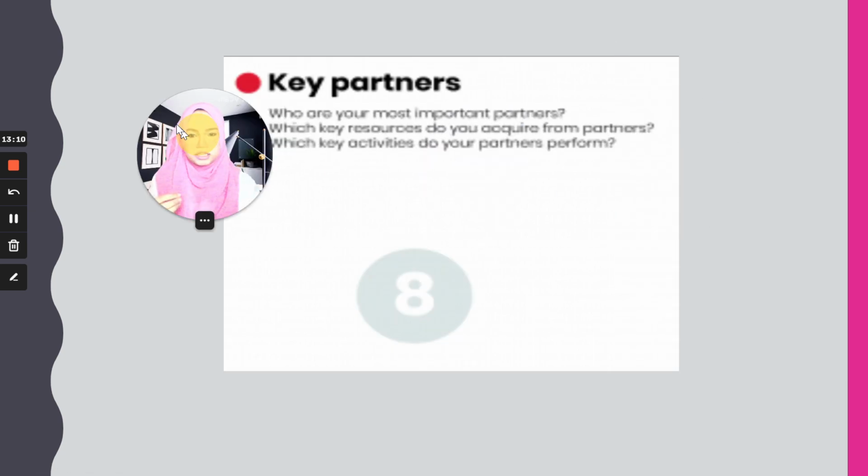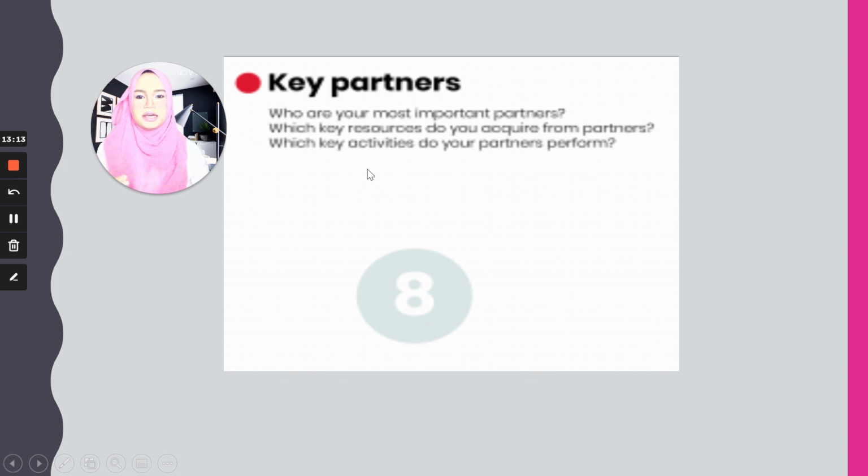Next one is the key partners. Number 8. Key partners are the most important partners that you require in order to do your business. Who are they? Which key resources do you acquire from this partner, and which key activities does this particular partner perform? For example, in the bakery just now, perhaps the most important partner will be your suppliers. You need to partner with your suppliers so that every time you require raw materials, your suppliers will always send to you first, or make your orders priority.